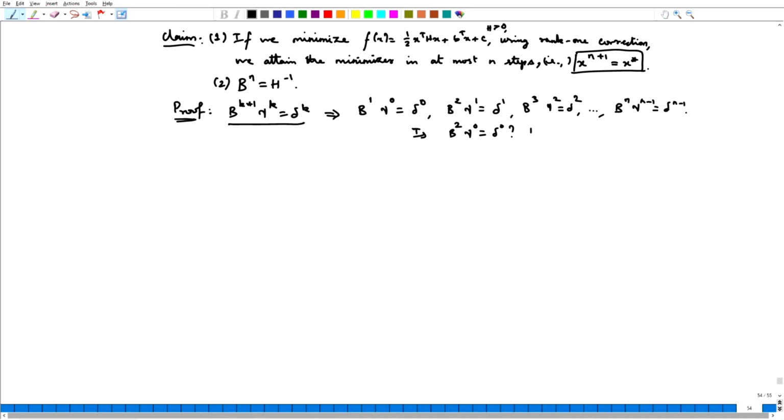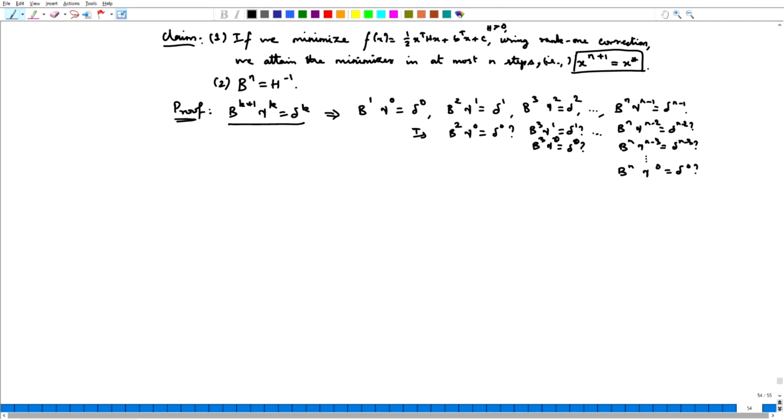And similarly, is B3 gamma 1 equal to delta 1 and B3 gamma 2 equal to delta 2? Are these true? Again we will have to check. And finally, dot dot dot, is Bn gamma n minus 2 equal to delta n minus 2, is Bn gamma n minus 3 equal to delta n minus 3, dot dot dot, is Bn gamma 0 equal to delta 0. I should have written 0 here, sorry.